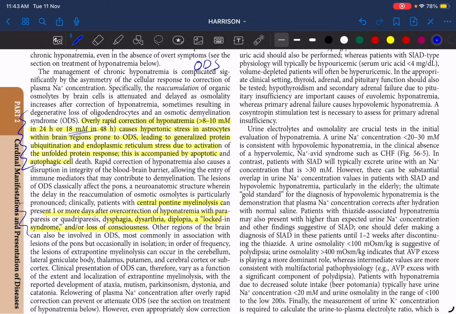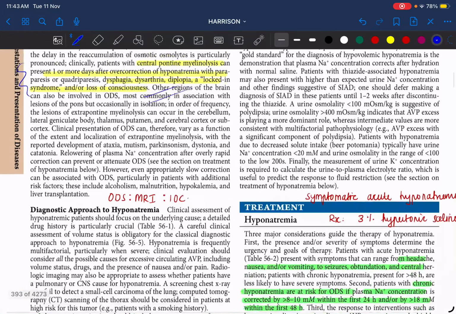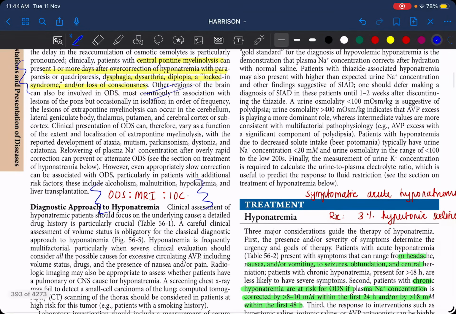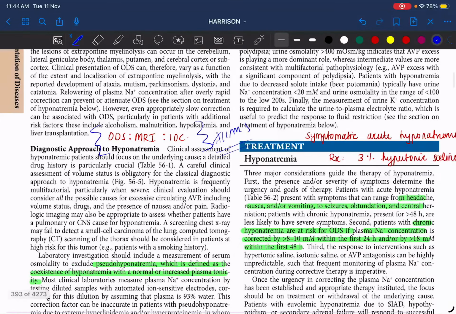This is also called central pontine myelinosis, which presents one or more days after overcorrection of hyponatremia. The patient usually has a so-called locked-in syndrome, that is dysphagia with paraparesis or quadriparesis, diplopia, or loss of consciousness. This is osmotic demyelination syndrome. Remember the question asked in PG exams: what is the investigation of choice for osmotic demyelination syndrome? It was an AIIMS PG question asked last year. It is always MRI.